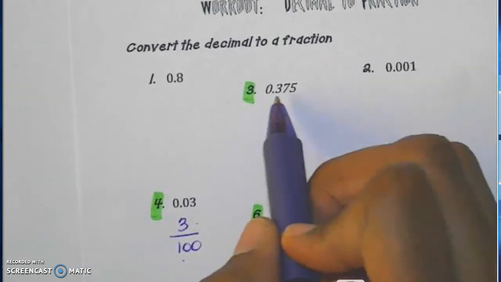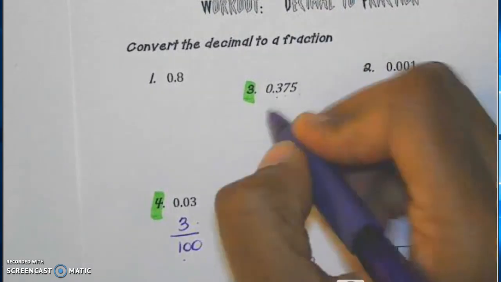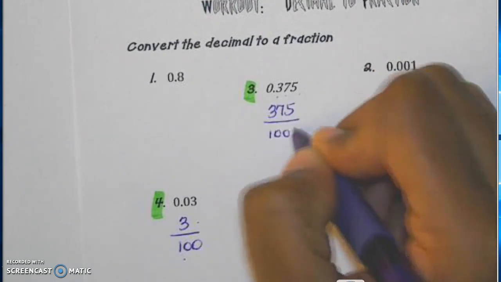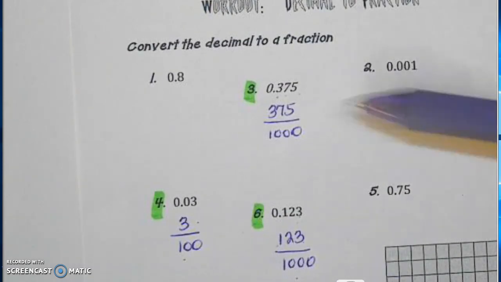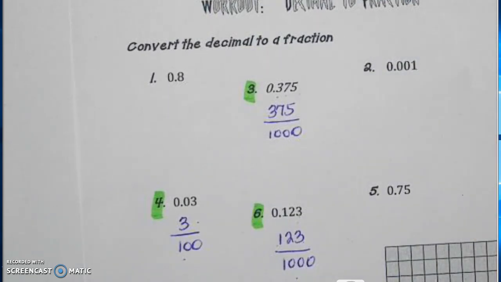Number 3, 375 thousandths. Again, just like we read it, it's how we write it. 375 over 1,000. I know that 375 and 1,000 are divisible by 5 because I have a 5 and a 0 in the ones place. So it can be evenly divided by 5. But I don't want to divide it a lot of times, and I want to practice my factor trees. So we're going to move over and we're going to find the GCF. What is the greatest common factor for these two numbers?